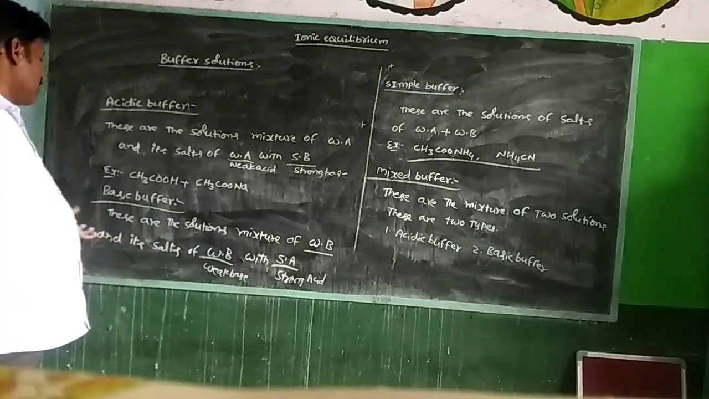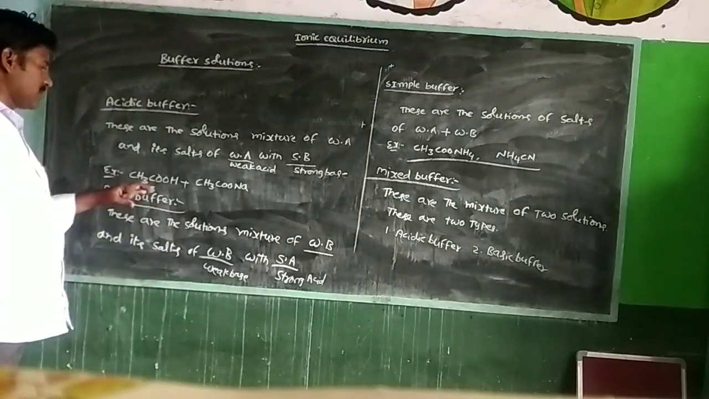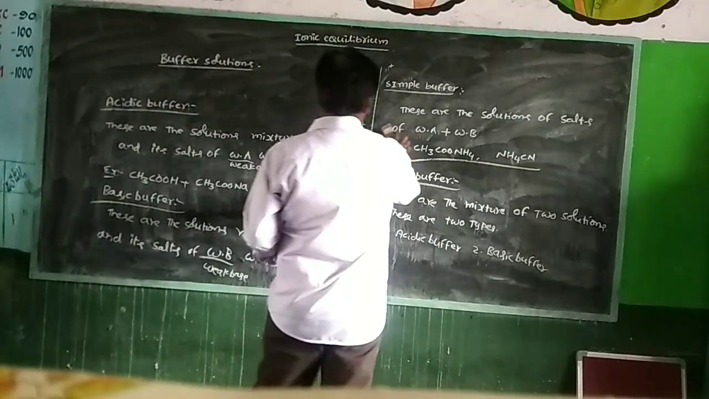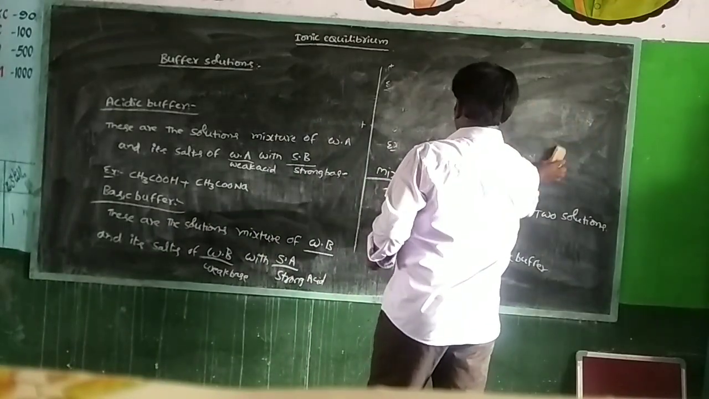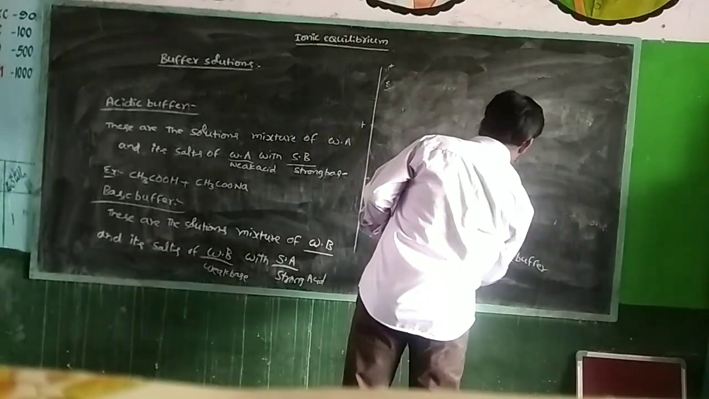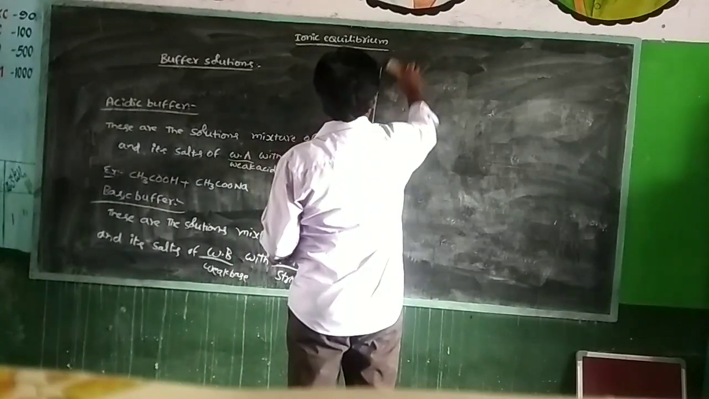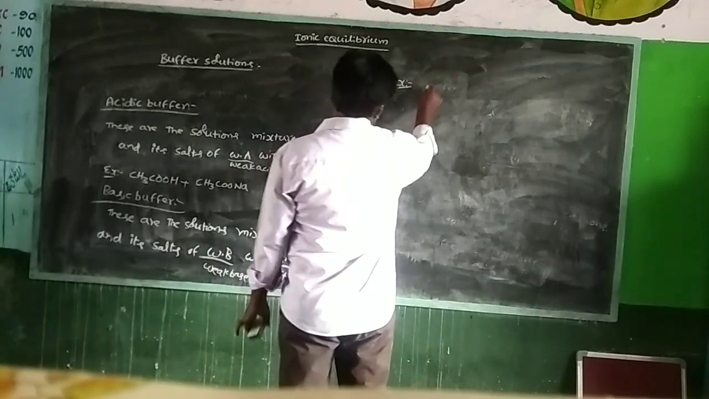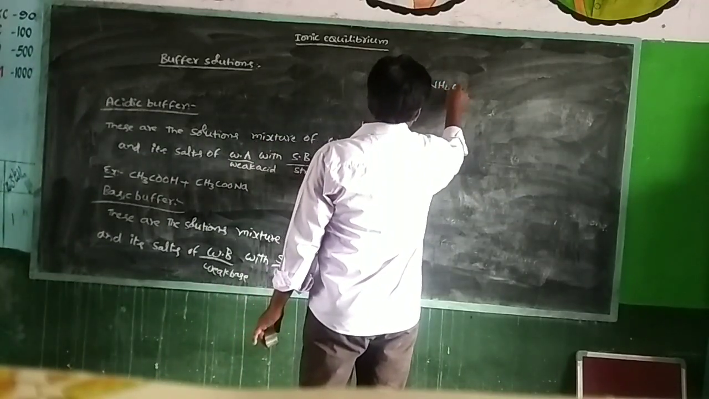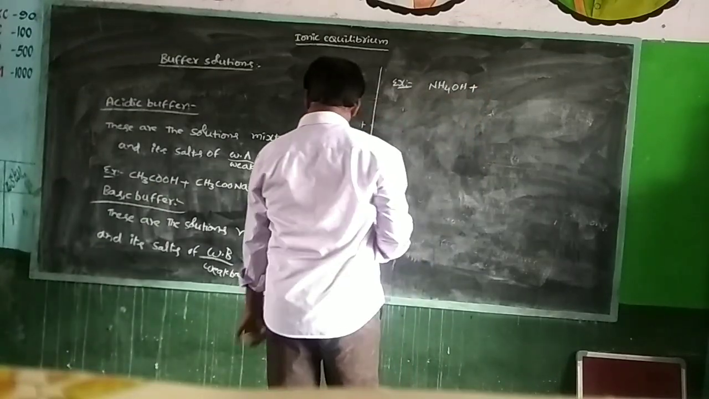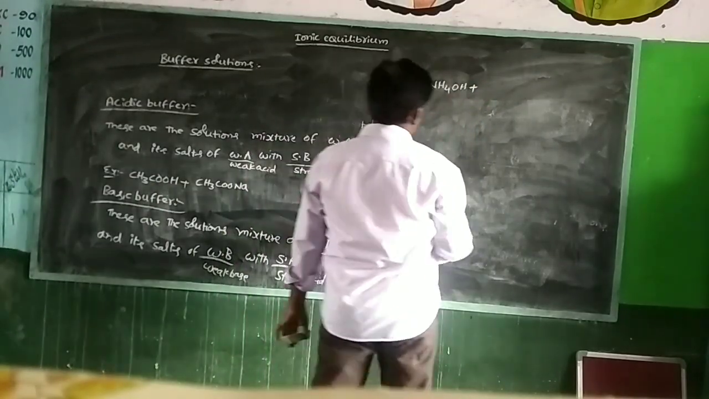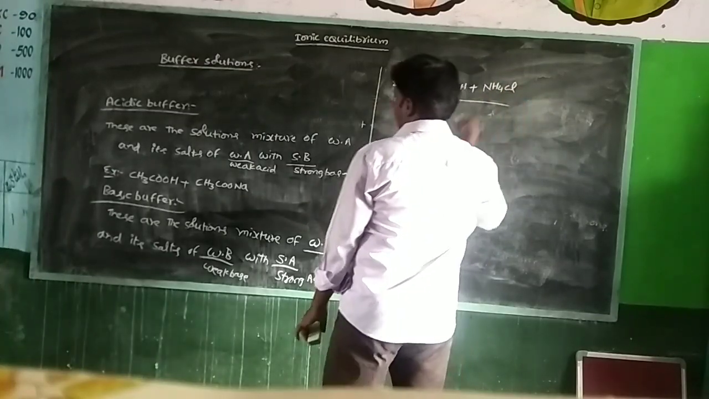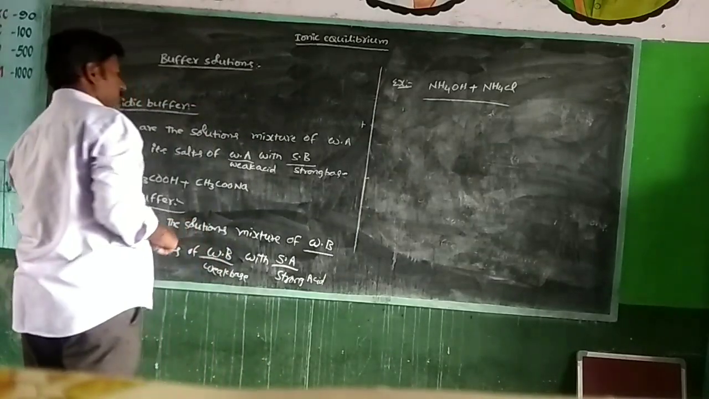Basic buffer solution, how to prepare? These are the solutions, a mixture of weak base and its salt of weak base with a strong acid. For example, a weak base like NH4OH plus its salt of weak base with strong acid, NH4Cl. This is the basic buffer.